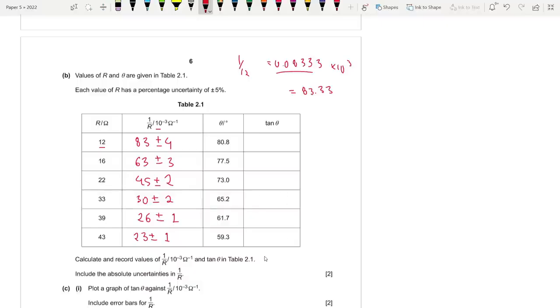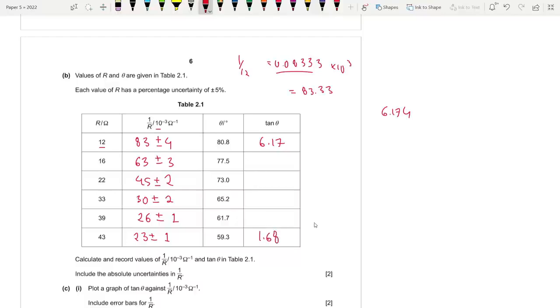What about tan theta? Make sure your calculator is set to degrees. Tan 80.8, so here we have three significant figures, right? So we can opt to use 3 or 4. Let's go for 3. So this is going to be 6.174, which is rounded to 6.17. Okay, what about tan 59.3? That's 1.684, 1.68. So the values are going to be between these.